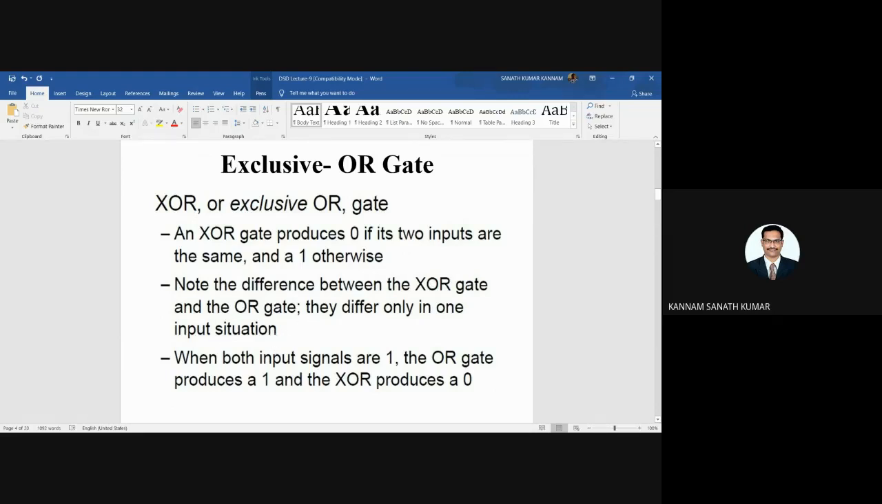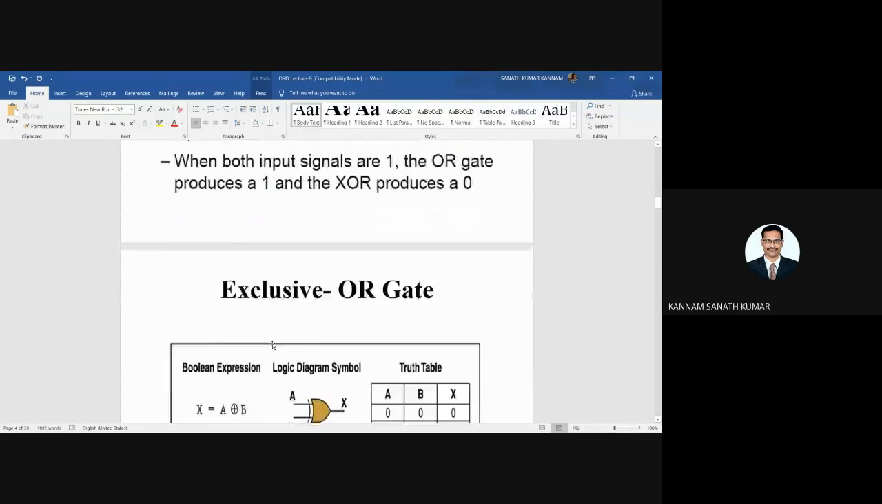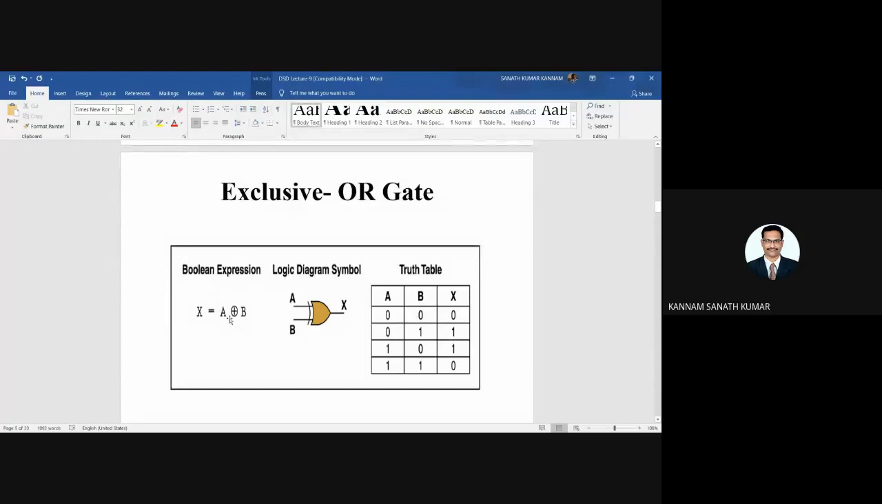If you see the exclusive OR gate, you have to keep a plus sign with a circle around it. So x equal to A XOR B is the expression. For the OR gate, this is the symbol, and you have to replace it with this for the XOR gate. And what is the output for the XOR gate? When both inputs are the same, you are getting the output as 0. When both inputs are different, you are getting the output as 1. So this is the truth table for the exclusive OR gate, the XOR gate.